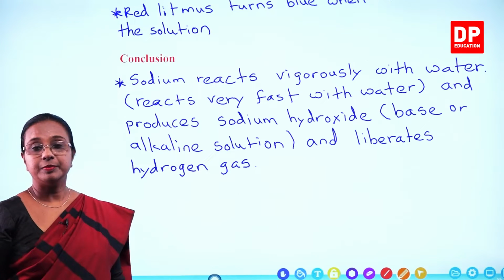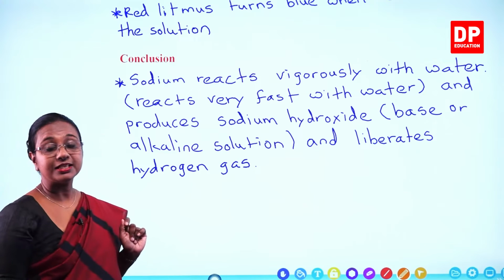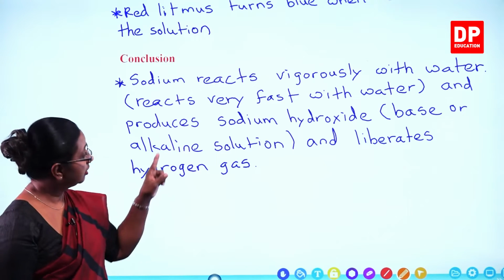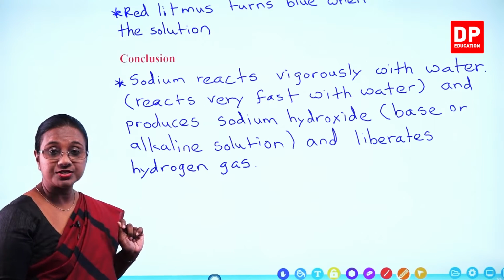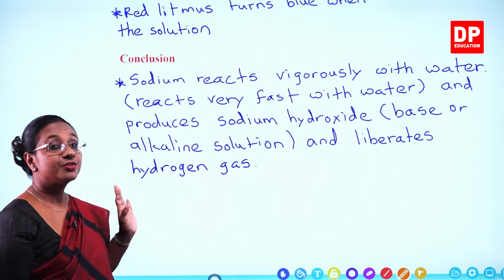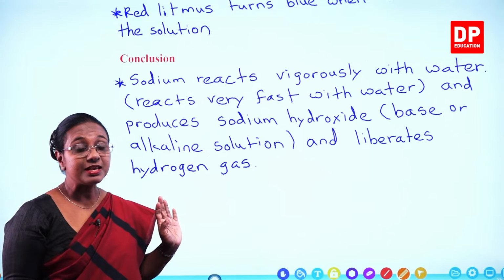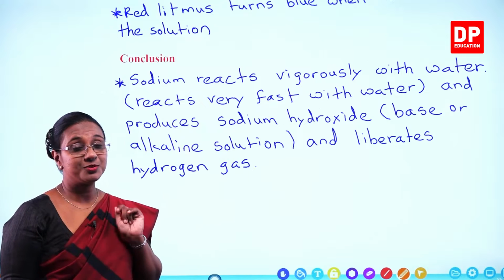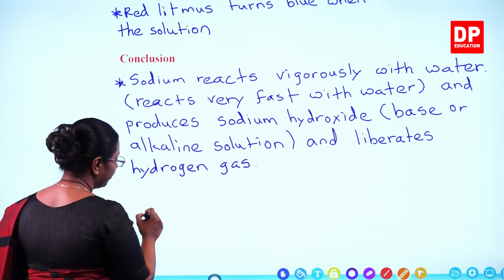So those are the products. So you know the reactants, sodium and water. You know the products, sodium hydroxide and hydrogen gas. So can you all write the balanced chemical equation? I am sure you can. So how do we do that?